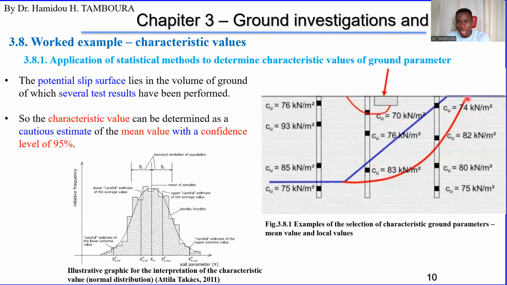In this case of this slip surface, you will use this average value. The frequency of this average value is high. So you will use this, and you can be sure at 95% that this average value is okay. It's okay to use the average value, with 95% confidence.